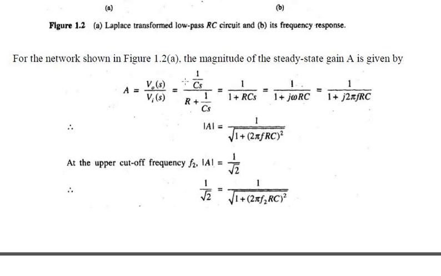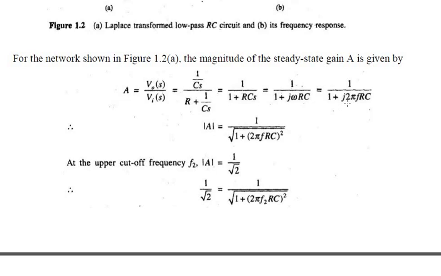So by overall calculating those equations, you will get the gain as Vo(s) divided by Vi(s), where Vo(s), your output voltage, is 1 by Cs divided by R plus 1 by Cs. If you cancel this Cs and cross multiply, you will get 1 by 1 plus RCs, the resistance and the capacitance values. I am giving that in terms of j omega. So 1 by 1 plus j omega RC is the overall equation you will get.